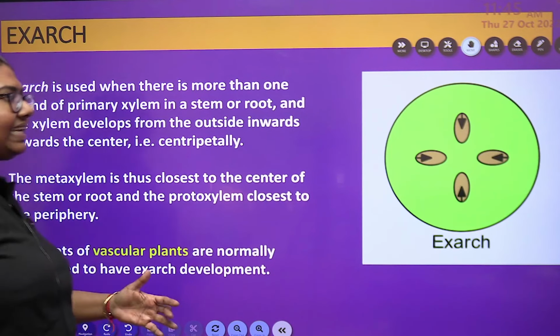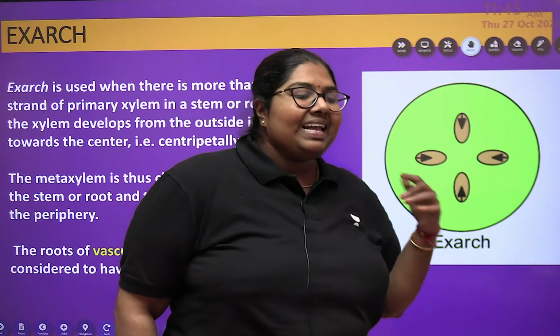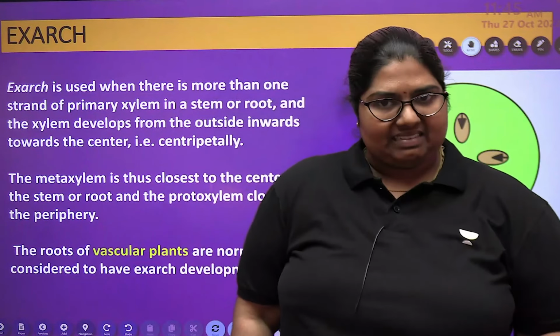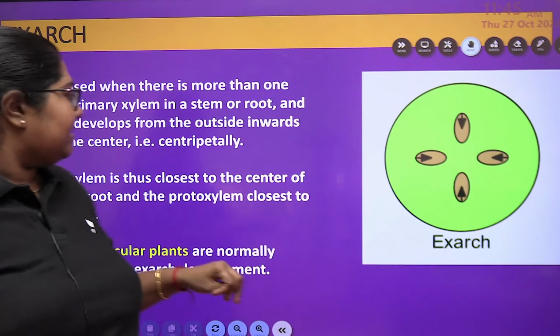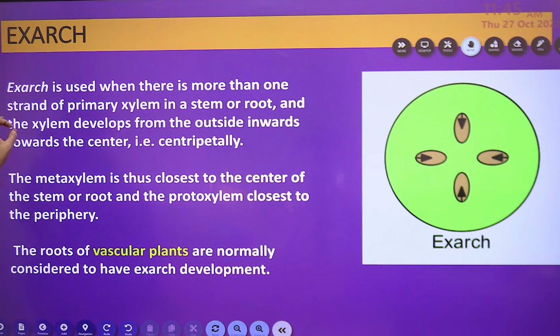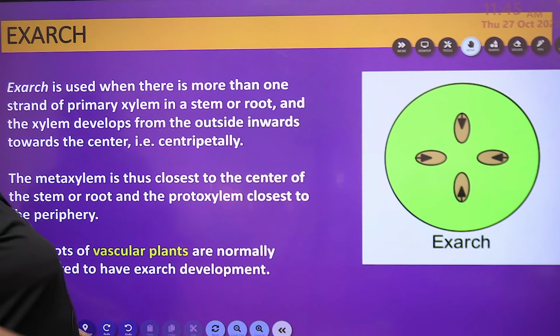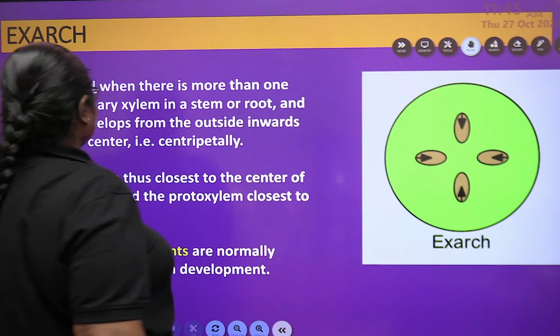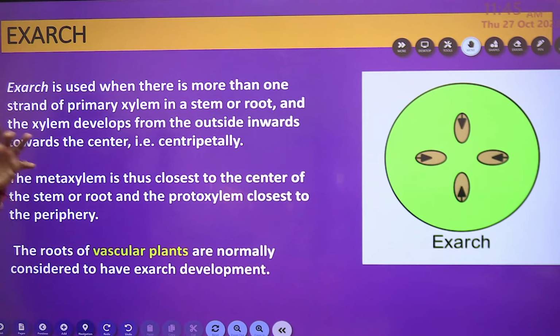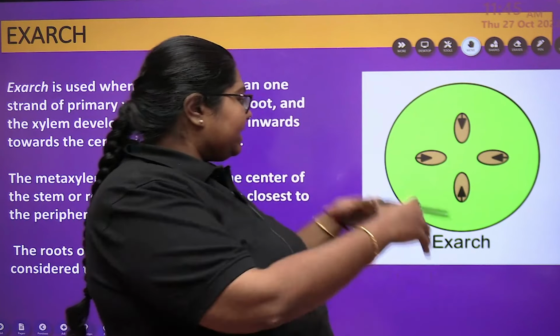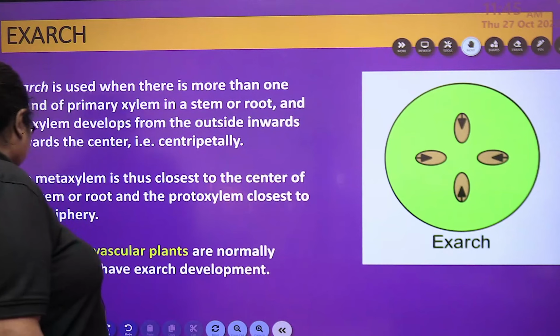The second type is called exarch. You remember in our question, this exarch was asked. So let us see what happens with this exarch. Here in the exarch, more than one xylem strand is used, and it forms a centripetal development. It is closest to the periphery, and it is regarded as exarch development. It is all moving towards the center, so it is centripetal, not centrifugal. That is what is called an exarch.